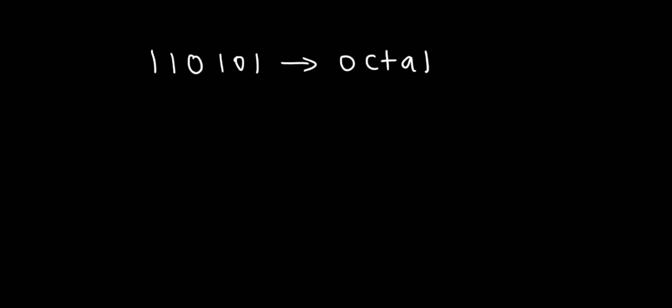This we have to change to octal, so it is very easy. We will form the groups of 3 bits like that, 3 and this 3 also. Then after that we will give the positional values to these numbers.